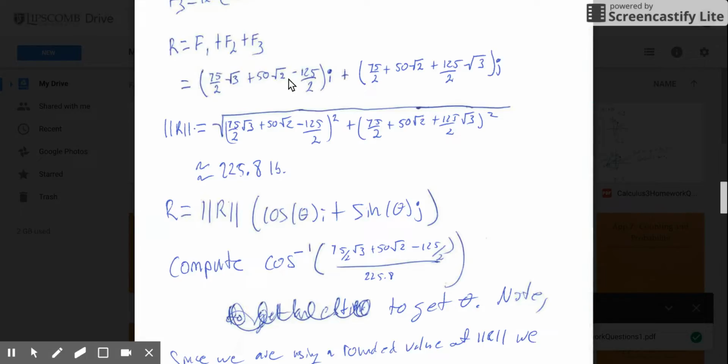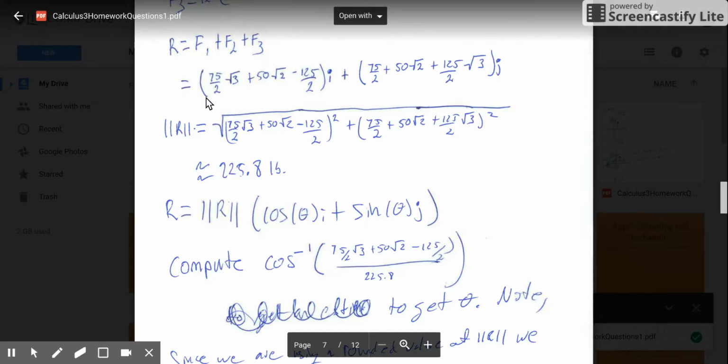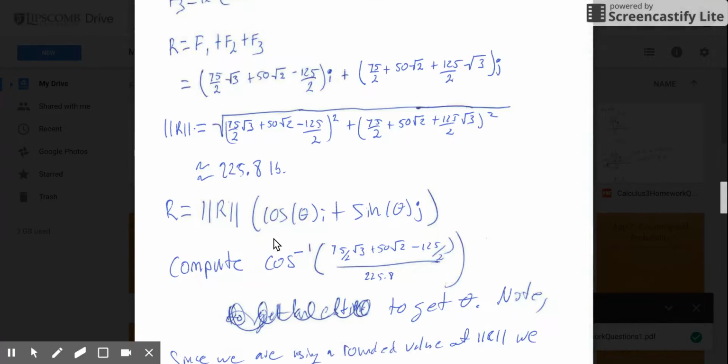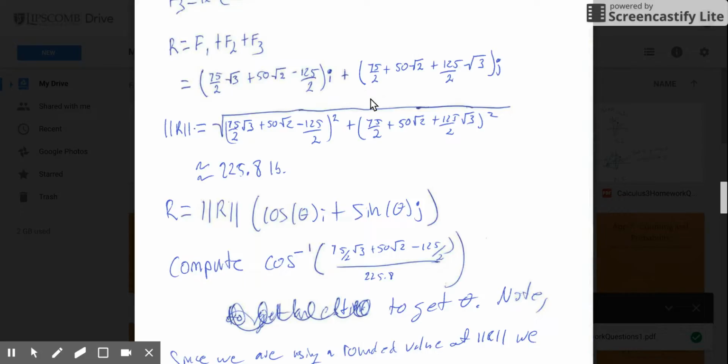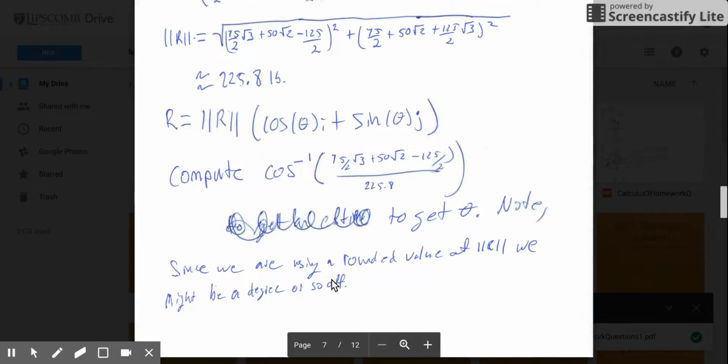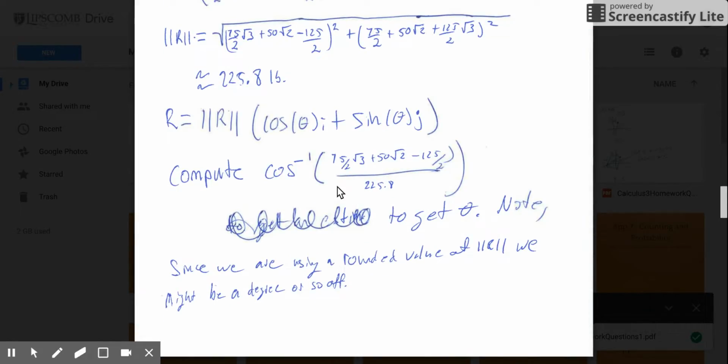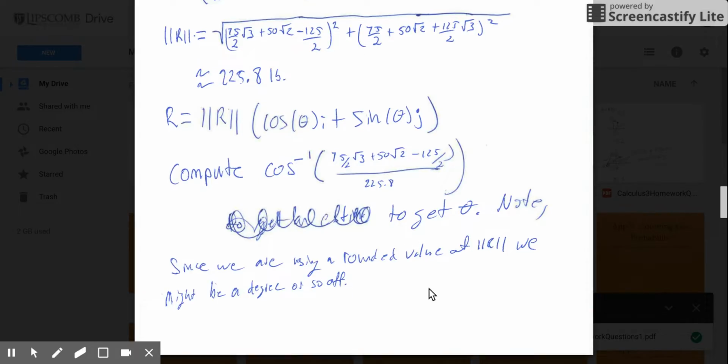and that would indicate that we would have to factor out of the vector r the magnitude of r, so that we could write it in this form. And then that would, of course, mean that these terms here would have to be divided by 225.8, or approximately that, in order to do that. So that would mean that this expression here would correspond to the value of cosine theta. And so we just do inverse cosine there to find theta.